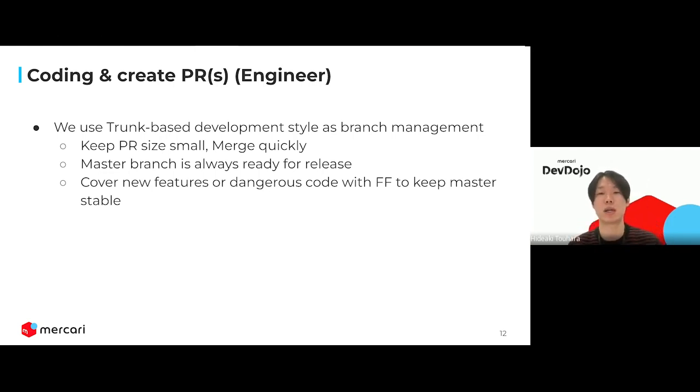And in order to cover new features or dangerous code, we use feature flags, and that will make sure the master is stable. As long as it's covered by the feature flag, there shouldn't be any impact on the production environment. So that is our current branch strategy.